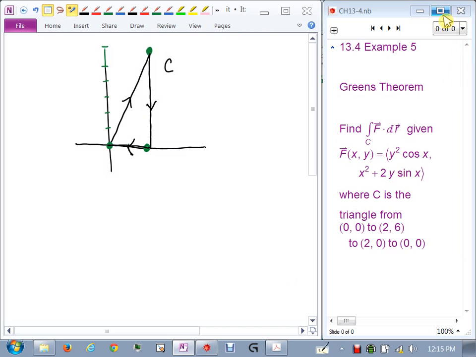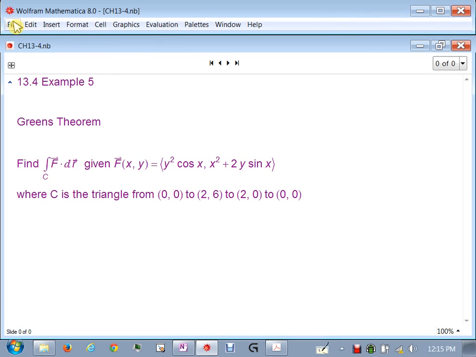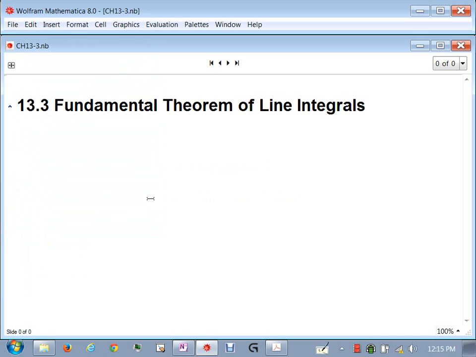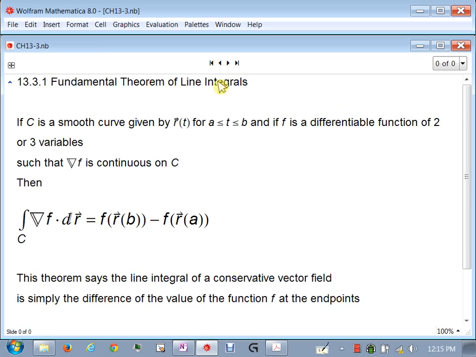Kind of. Let me see. Maybe this will help. What was the section before this? What did this say? That if your vector field is the gradient of something, then this is just the little f evaluated at the endpoints. If I'm on a closed curve, the starting point and the end point are the same, which means that the answer would be 0, wouldn't it? If my vector field is conservative, right?